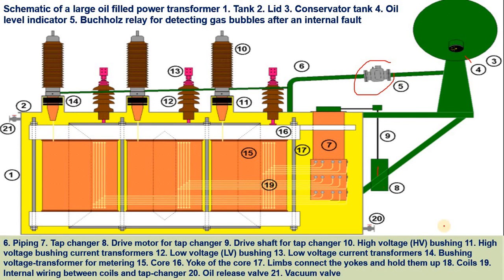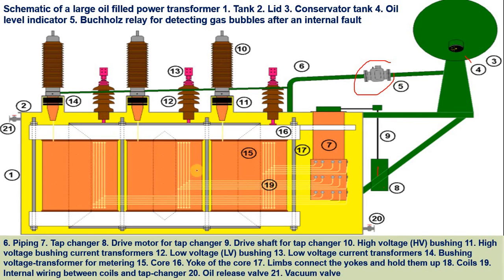Then we have the high voltage bushing current transformer. This is number 11, the high voltage bushing current transformer. This means the current transformer is located near this bushing. Then next is the low voltage LV bushing. This is the high voltage bushing, and you can see that its length is very high. In the case of the low voltage bushing, the length is less, because this has a higher voltage and that has a lower voltage.